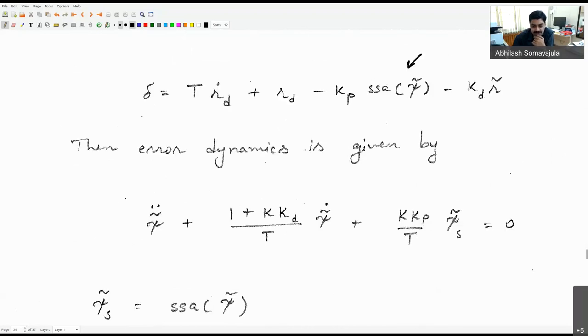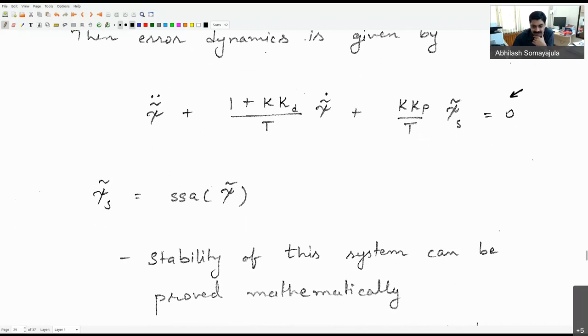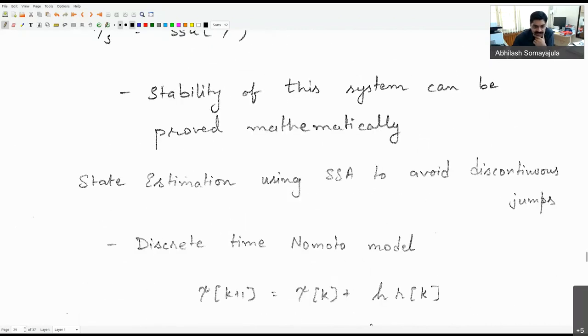In that case, we can show that the error dynamics is given by this, and this can be shown to be globally exponentially stable. We can show mathematically that this system is globally exponentially stable. In a similar fashion, when we are doing state estimation with angles, we also have to be careful that we take care of this jump phenomenon. In order to take care of that, we have to make sure that we use the SSA in our state estimation process as well.